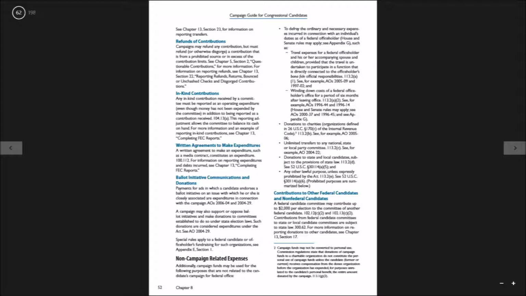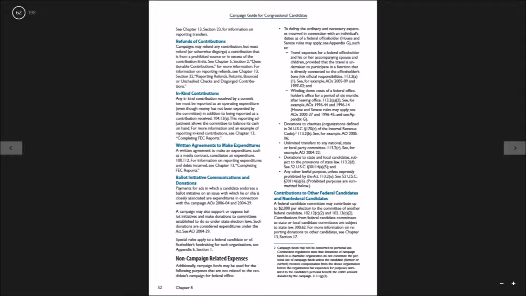Ballot initiative communications and donations. Payments for ads in which a candidate endorses a ballot initiative on an issue with which he or she is closely associated are expenditures in connection with the campaign. A campaign may also support or oppose ballot initiatives and make donations to committees established to do so under state election laws. Such donations are considered expenditures under the Act. Special rules apply to a federal candidate or officeholder's fundraising for such organizations. See Appendix E, Section 1.